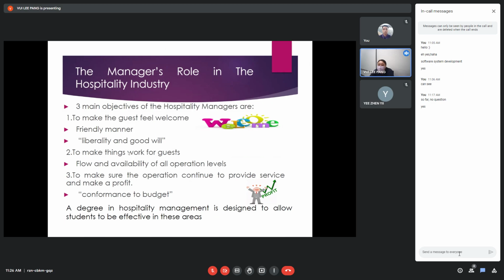Second, to make things work for guests. For example, the flow and availability of all operation levels. So not only based on the frontliners, the back office is also very important. And then number 3, to make sure the operation continues to provide service, and they also need to make a profit as well. So they must have good conformance to their budget. A degree in hospitality management is designed to allow students to be effective in these areas.